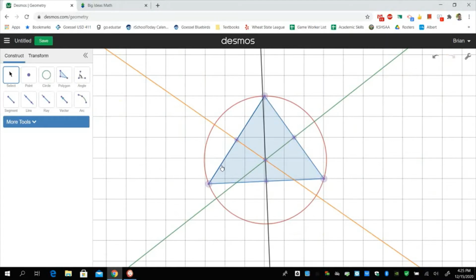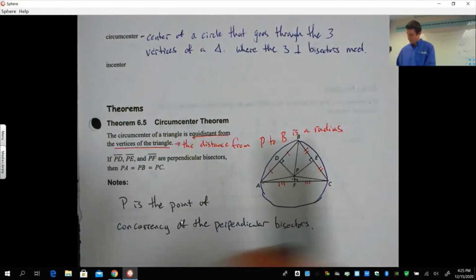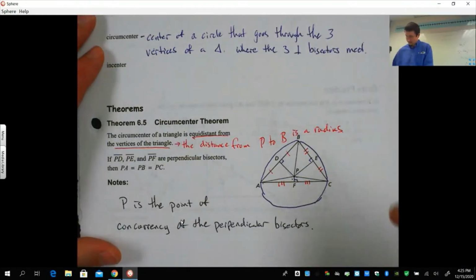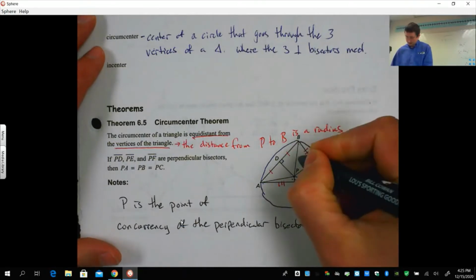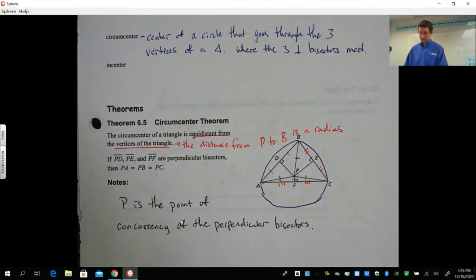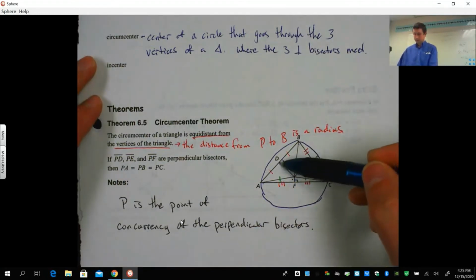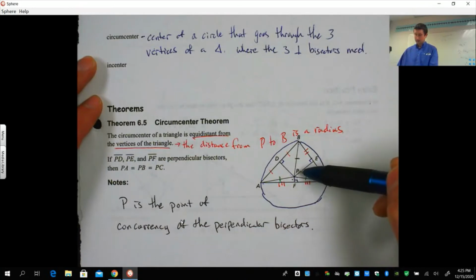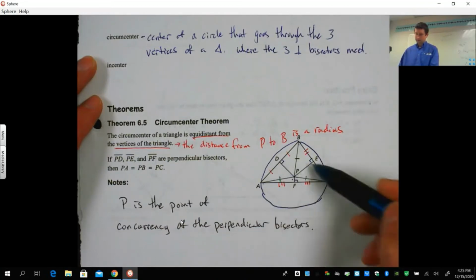Okay, the final thing on this category as I go back, keep in mind that means P to B is the same length as P to C, which is the same length as P to A. So the perpendicular bisectors, those distances aren't the same, but the distance from P to the three vertices is the same. That makes a circle.